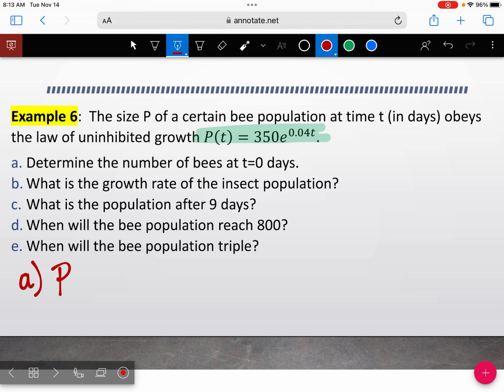So P for population is going to equal 350e to the power of 0.04 times 0. Now, theoretically, you should not need a calculator for this. If you know your exponent laws, you should be able to do this without a calculator. But if not, type it in and see what you get.